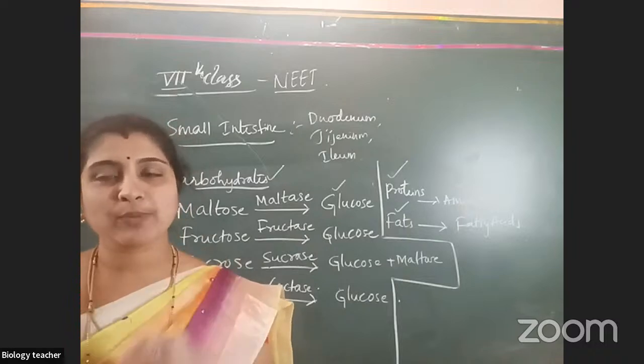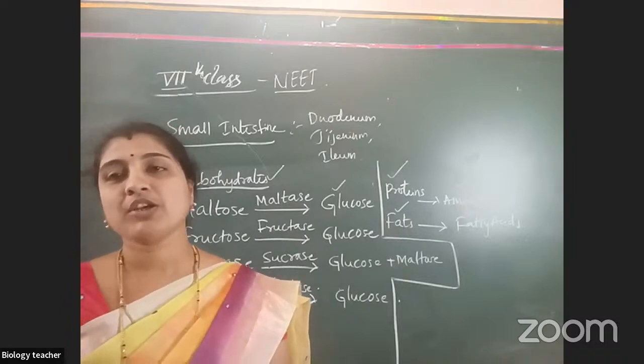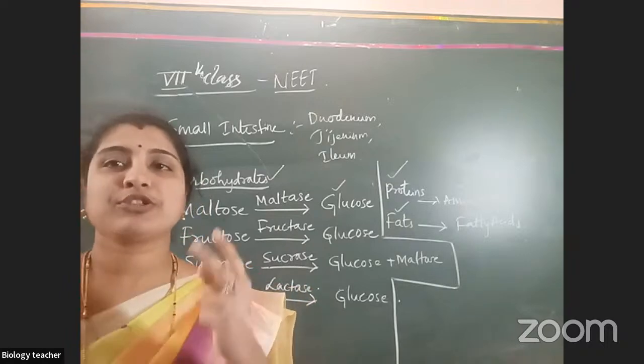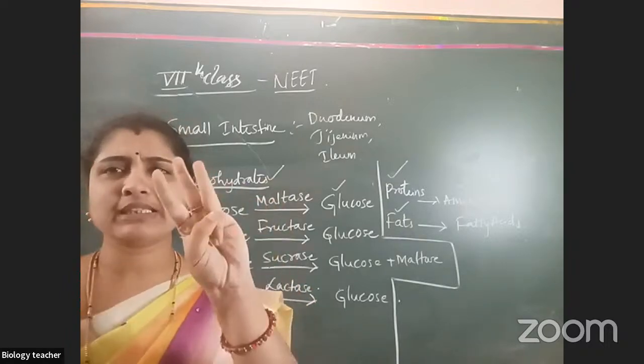Water and salts are absorbed by the large intestine. So, in which parts is the digestion taking place? Mouth, stomach, small intestine. Only three organs.